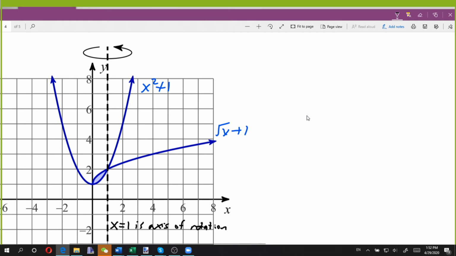Okay, so our axis is vertical, which tells us this is shell method. If your axis was a horizontal line instead, then we would need to use this method. Otherwise, we'd have to change our variables to be in terms of y instead of in terms of x.